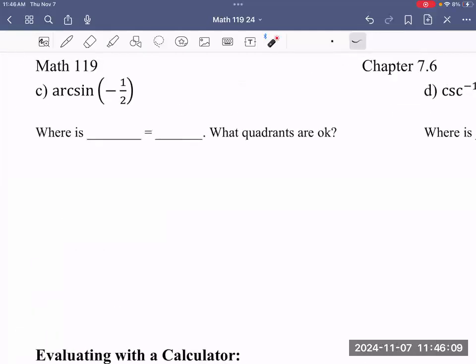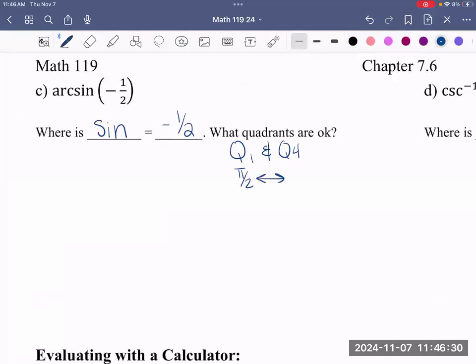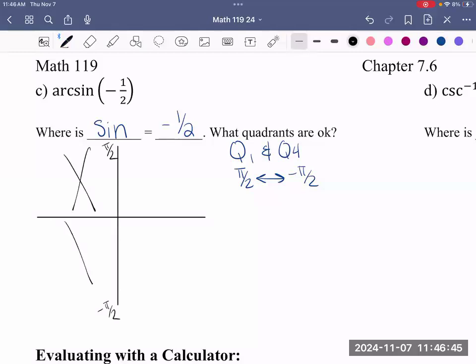So where is your sine equal to -1/2? And what quadrants are okay for sine? Well, sine, we said, is hovering between quadrant 1 and quadrant 4, so pi over 2 all the way to -pi/2. So I'm going to make my quick unit circle here, with pi over 2 here and -pi/2. And I cannot be these two. Maybe instead of highlighting, if you don't have a highlighter, just X out those two quadrants.